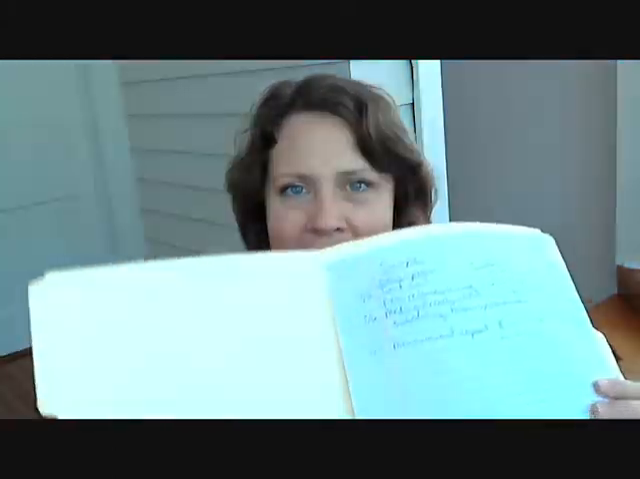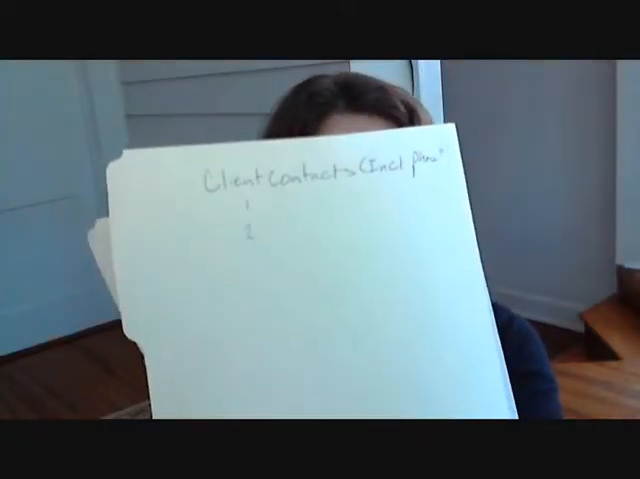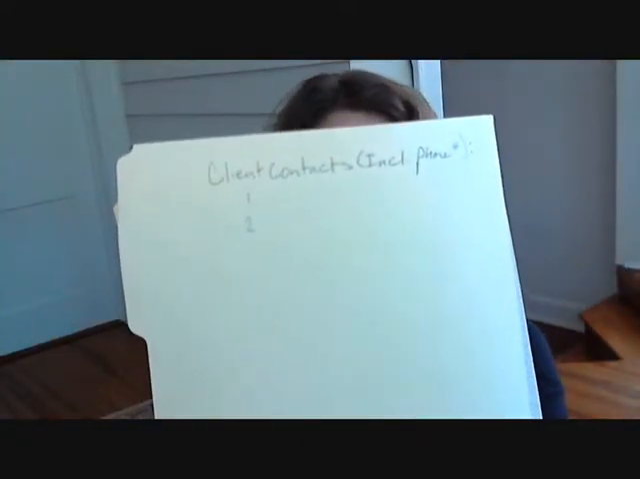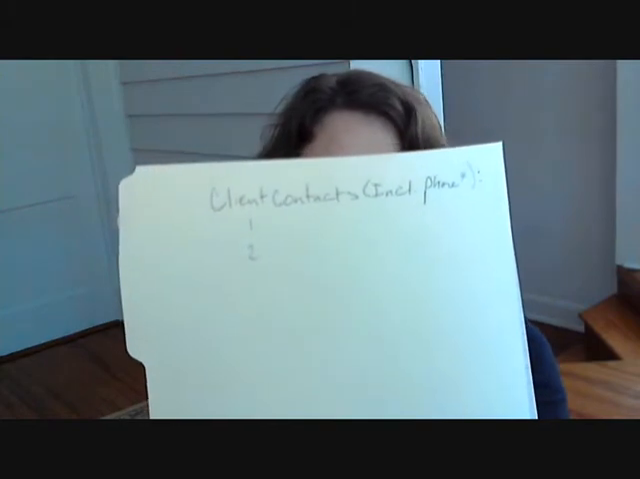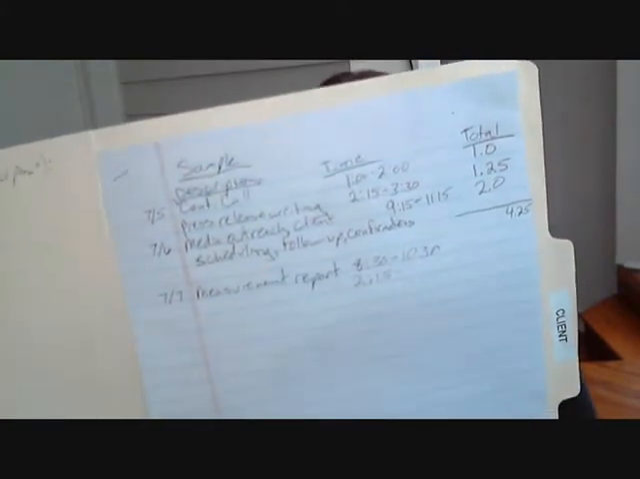And then I put on the inside of the folder the client contacts' names as well as their phone numbers so that I don't have to go looking it up if I don't want to. And then this is the time tracking system in all its glory.